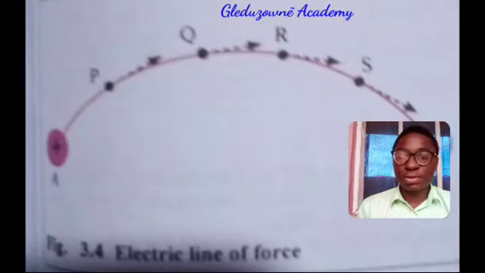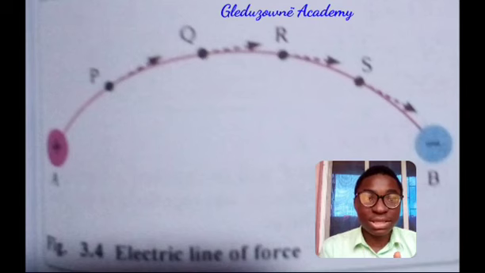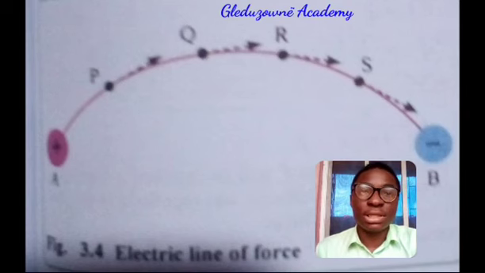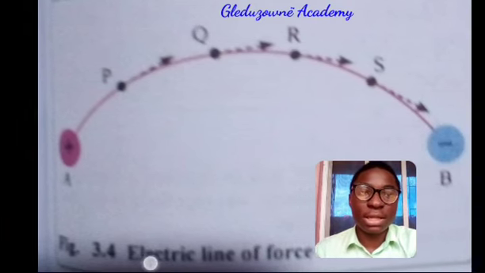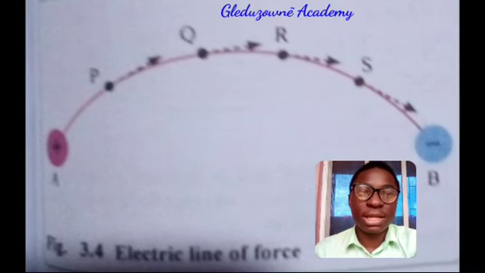So what you are seeing on the screen now, what is here below, is called an electric line of force. This electric line of force is actually made of imaginary lines. They are imaginary lines drawn in such a way that the direction at any point is the direction of a unit positive charge.